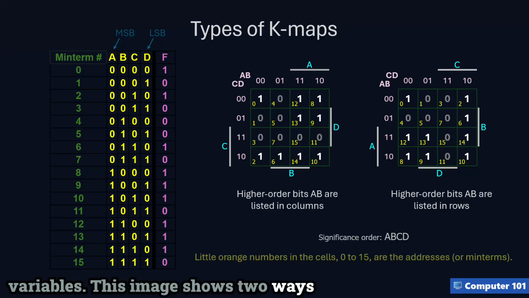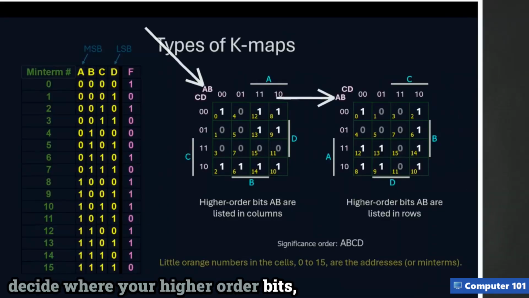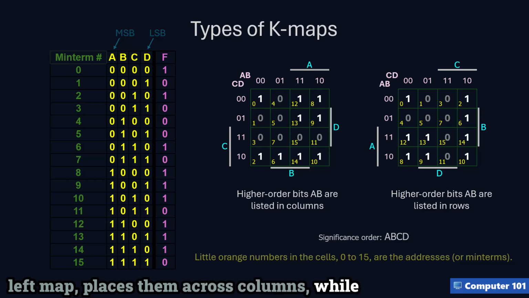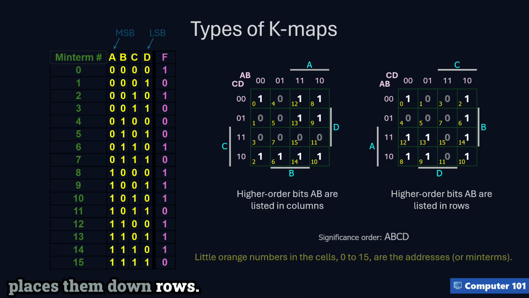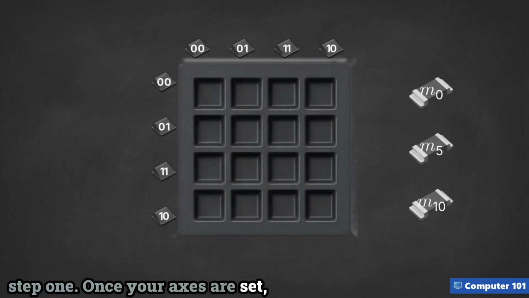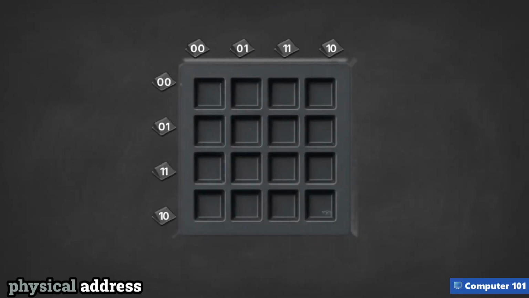This image shows two ways to set up a four-variable K-map. Before plotting any math, you must decide where your higher-order bits, A and B, go. The left map places them across columns, while the right places them down rows. Locking in this orientation is step one. Once your axes are set, every mathematical term in your equation will have a specific, unchanging physical address inside this grid.